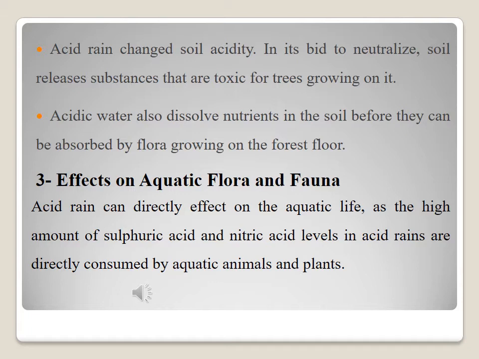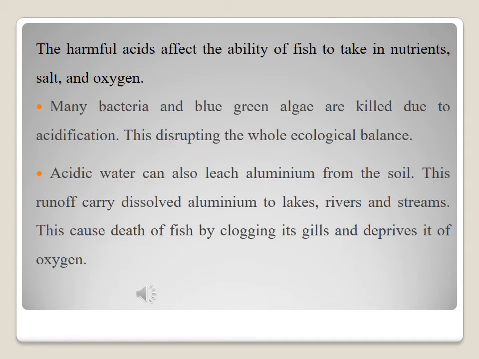Acid rain can directly affect aquatic lives as the high amount of sulfuric acid and nitric acid in the acid rain are directly consumed by the aquatic animals and plants. The harmful acid affects the ability of a fish to take in nutrients, salt, and oxygen. Many bacteria and blue-green algae are killed due to the acidification, thus disturbing the entire ecological balance.